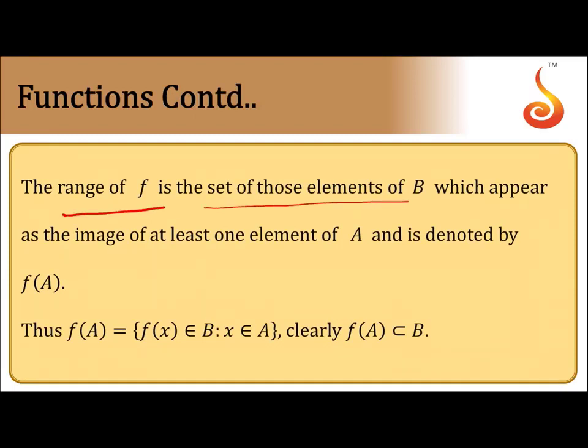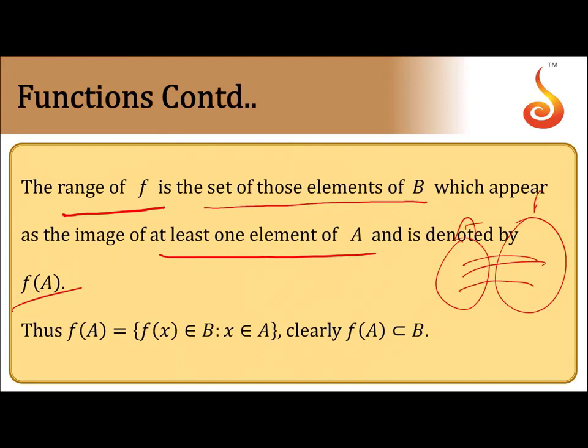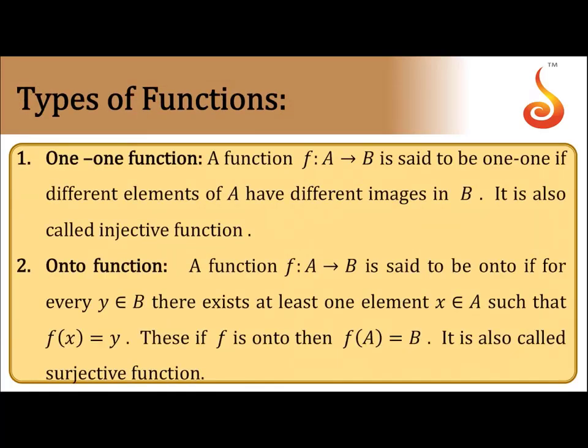Let me take up this one. The range of f is the set of those elements of B which appear as the image of at least one element of A, and is denoted by f(A). So f(A) means the set of all elements which are the images of the elements of A, and that is called the range, whereas B is called the codomain. Remember this.